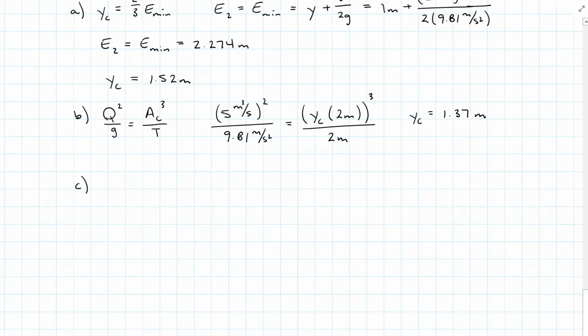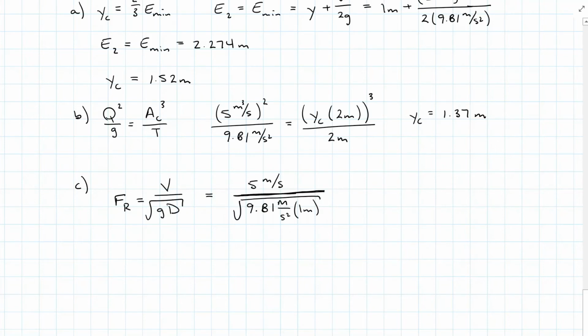Next is flow regime. Is it supercritical, subcritical, or at critical? We can find that with our Froude number and comparing it to 1. That's velocity divided by the square root of gravity and the hydraulic diameter. So plugging in gravity of 9.81, the velocity that was given to us at 5 meters per second, and our depth of 1 meter, we have a Froude number of 1.596. This is greater than 1, so we are at supercritical flow.